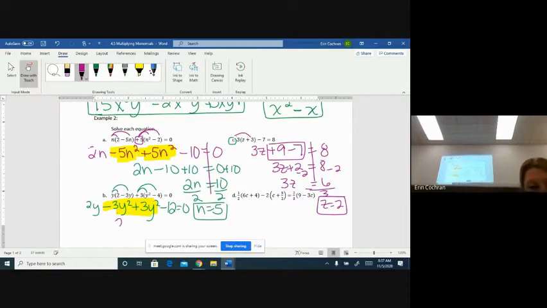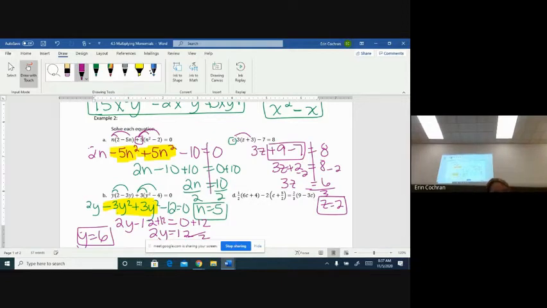What's negative 3y squared plus 3y squared? 0, so I'm left with 2y minus 12 equals 0. So how do we solve for y? Add 12. So 2y equals 12, and then what? Divide by 2, so y equals 6. Good. All right. Now D. Do you guys like D?